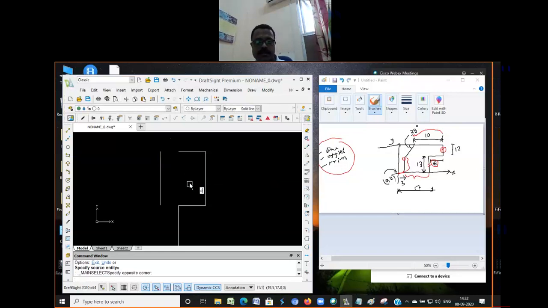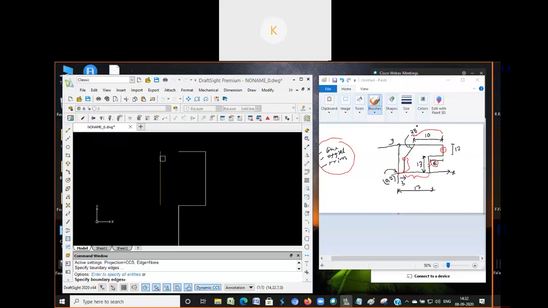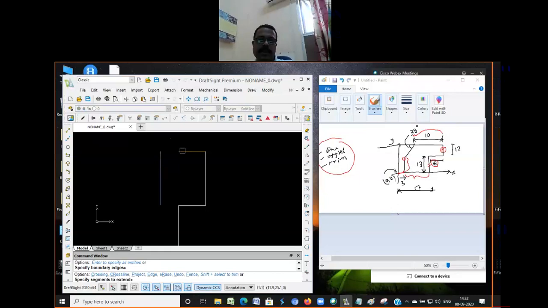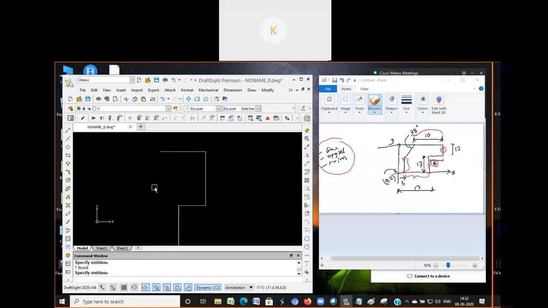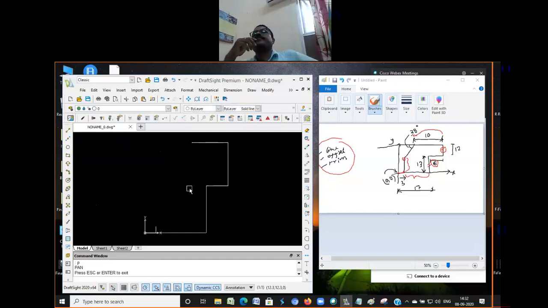So that means I should extend this line up to this length. For that, you can use extend command, EX. Choose this boundary, right click, pick up the line to extend here. Got it? Now this line I don't need. I erase with E command. Okay. Now look at the figure.